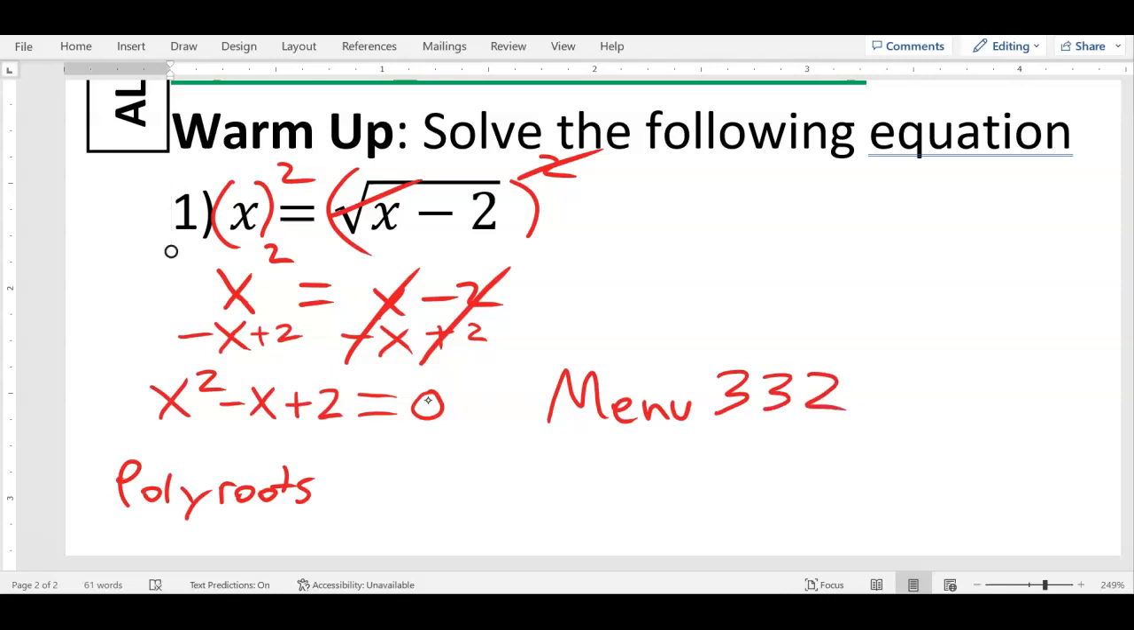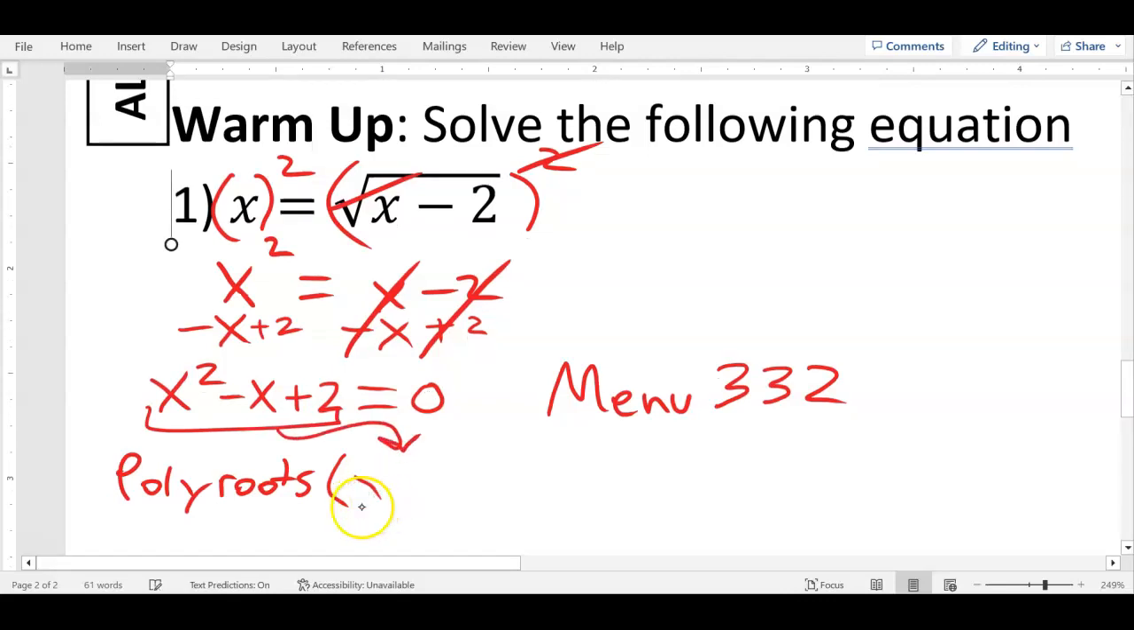So menu 332, you might want to write that down. It is in your notes, should be, but here it is, menu 332. So let me show you what it looks like. And by the way, when you type it in, you're going to type in polyroots, parentheses, just this part of the equation.